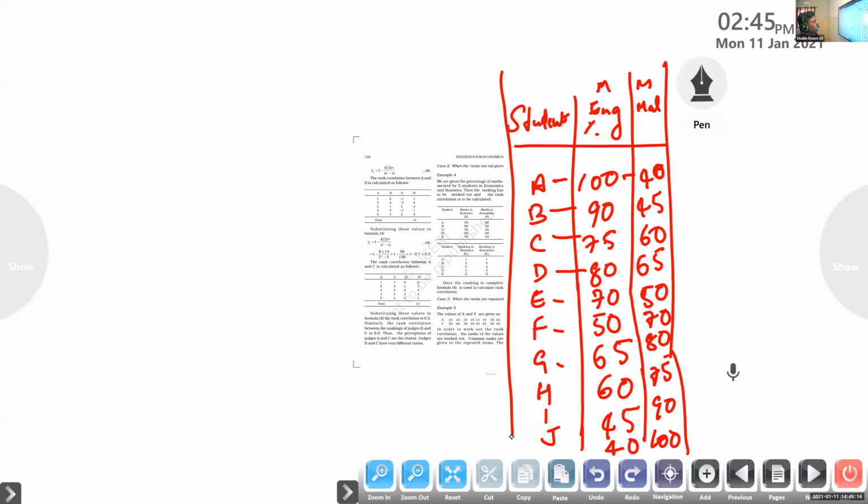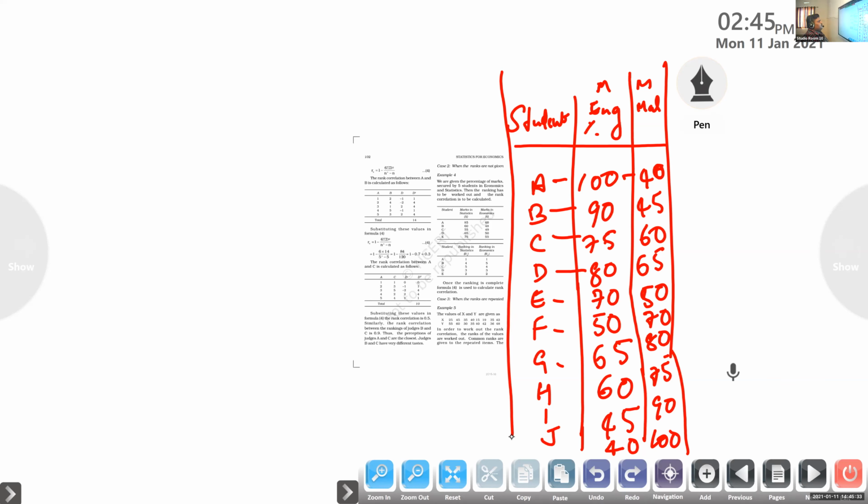The students are A, B, C, D, E, F, G, H, I, J. Marks scored in English it is 190, 75, 80, 70, 50, 65, 60, 45 and 40. Marks in Malayalam it is 40, 45, 60, 65, 50, 70, 80, 75, 90 and 100. Now just calculate it and give me the answer.